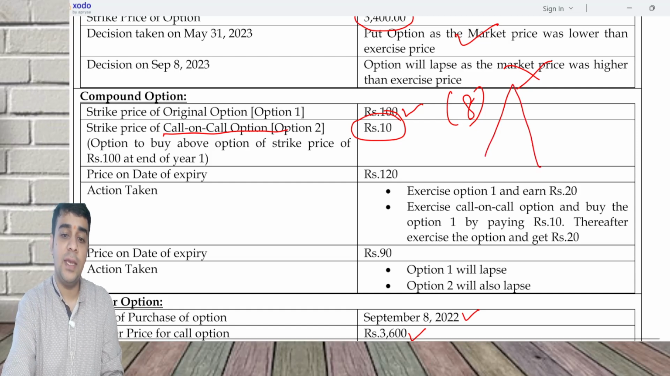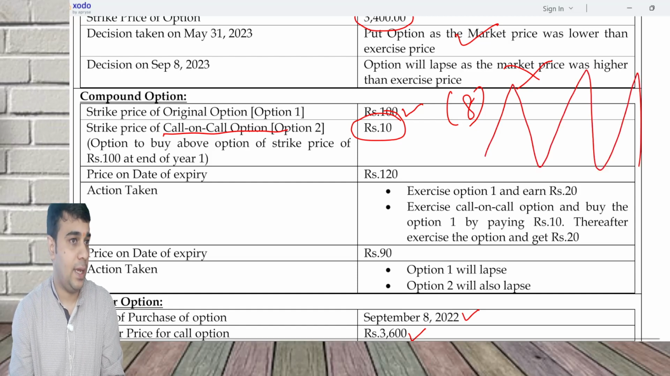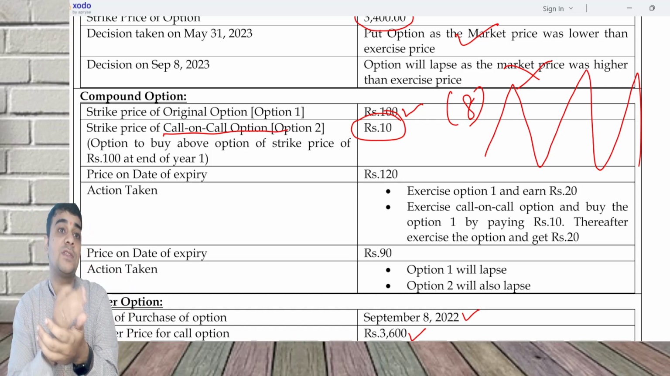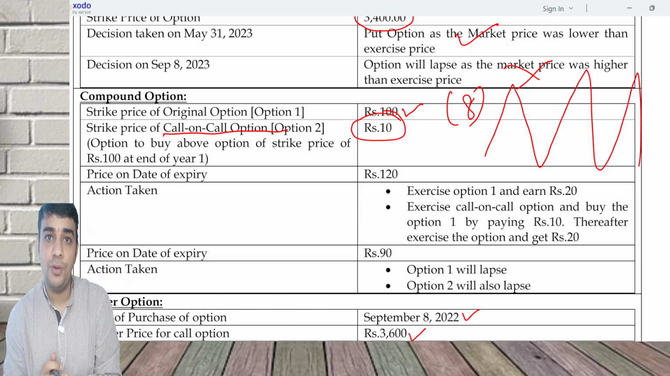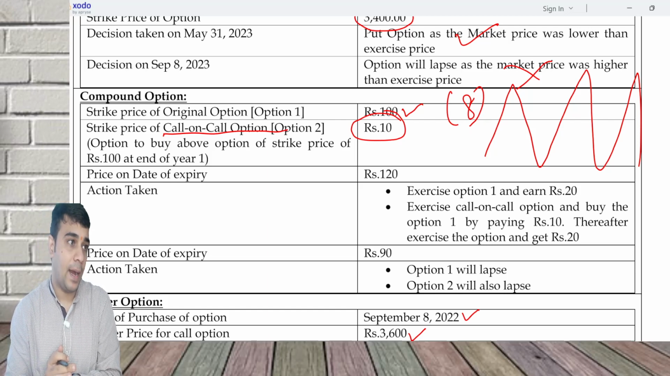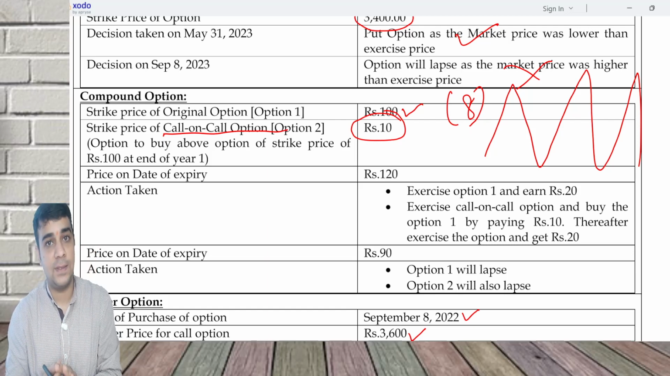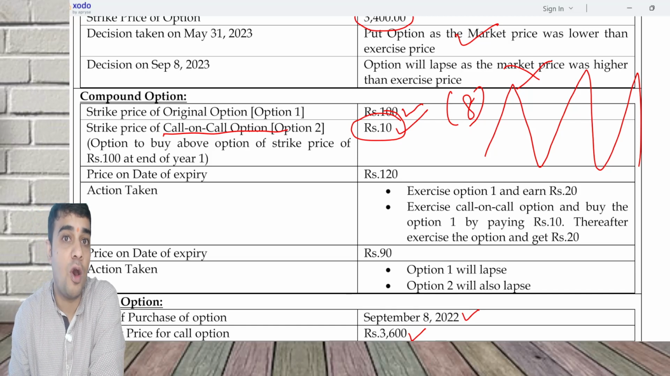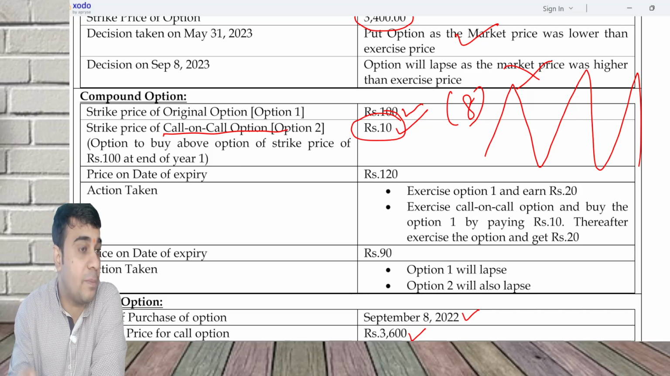This premium will keep going up and down in the market. 8 will go up, 8 will go down. Now, assuming this premium of 8 has gone up to 20 rupees in the market. After 3 months, I have a flexibility to buy this 20 rupee option by paying 10 rupees. That is the strike price of the call on call option. I can decide to buy another call option by just paying 10 rupees.